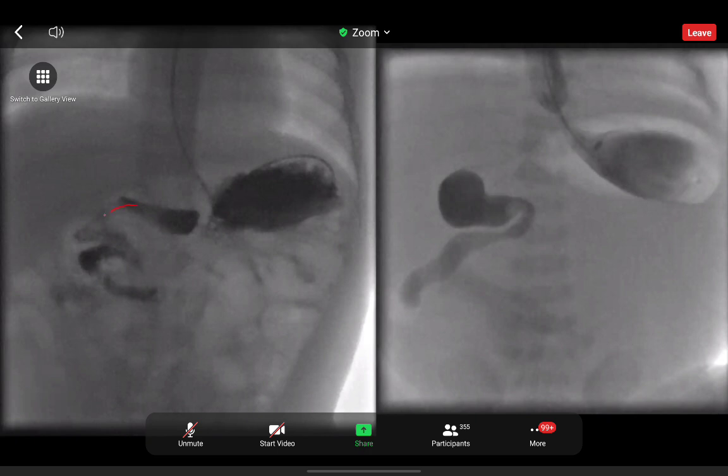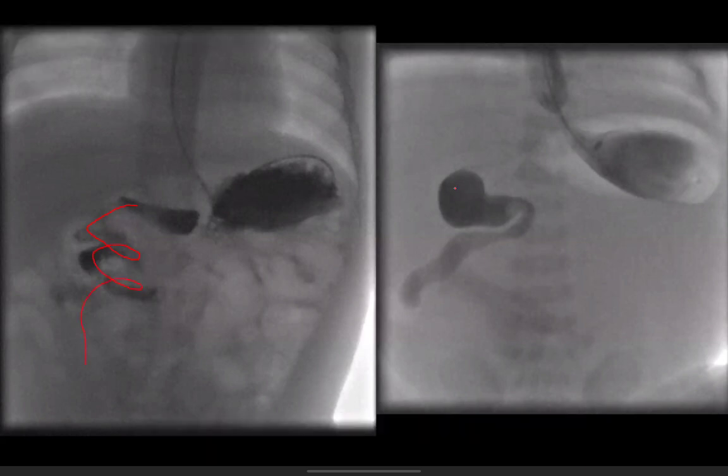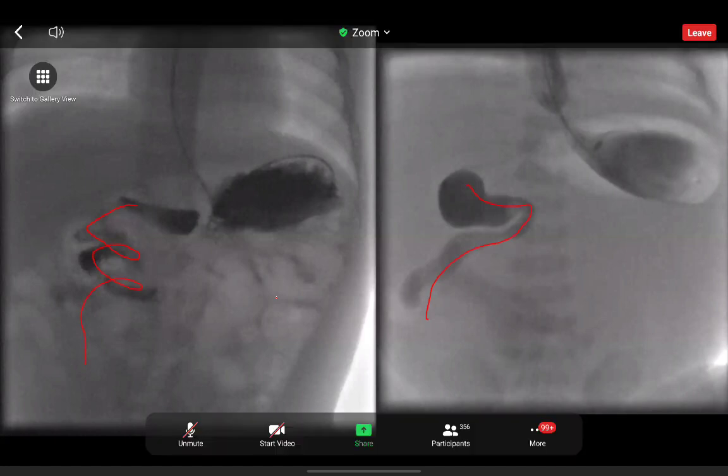So here we have a corkscrew sign, so twisted bowel due to a twisted mesentery that does not cross the midline. And on this side, although there's no twisting, the DJ flexure is clearly in the midline, just to the right of the midline, and then the proximal jejunum courses down to the right lower quadrant. So this is a midgut volvulus and is a surgical emergency.